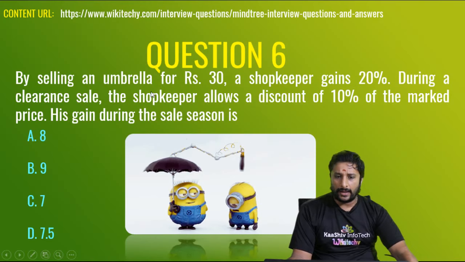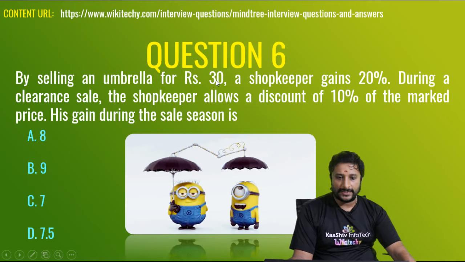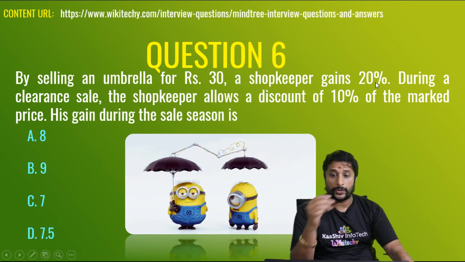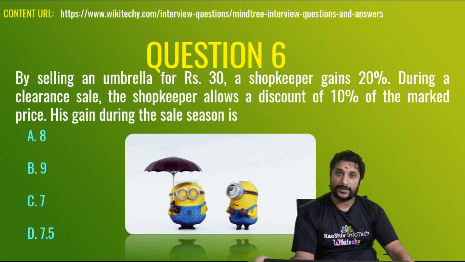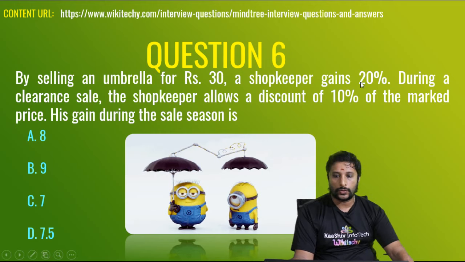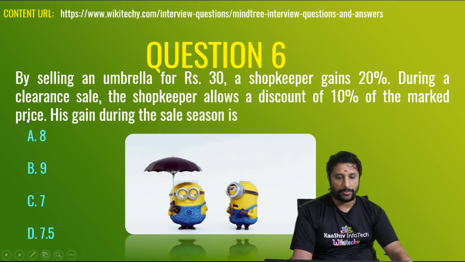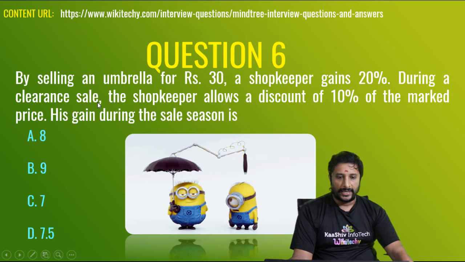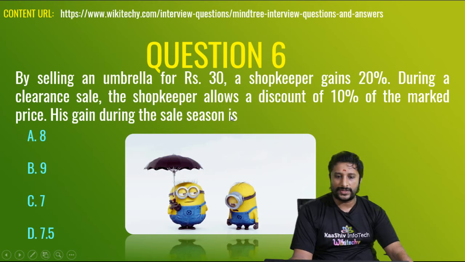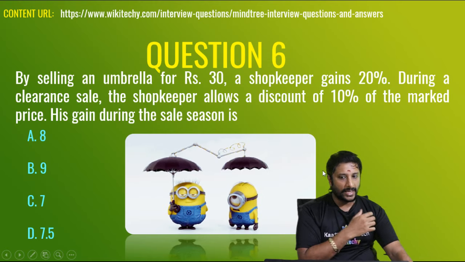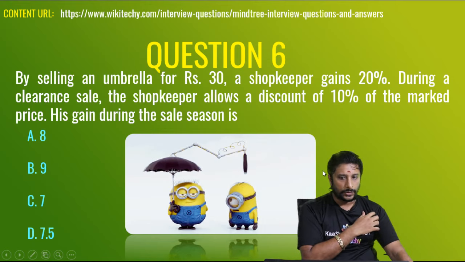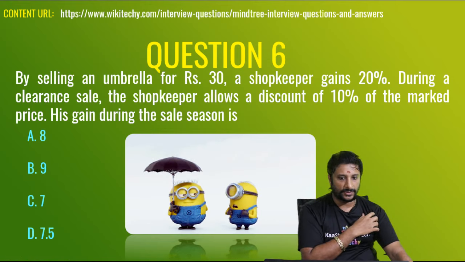By selling an umbrella for rupees 30, a shopkeeper gains 20%, maybe like 6 rupees. During a clearance sale, the shopkeeper allows a discount of 10% of the marked price. His gain during the sale season is what? So what could be the gain? It allows a discount of 10%.